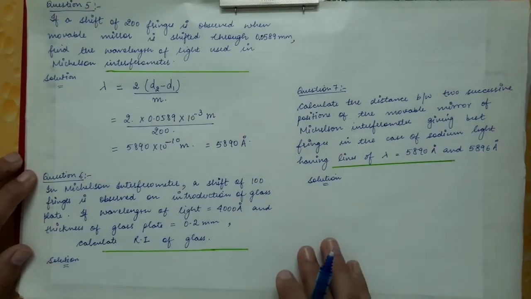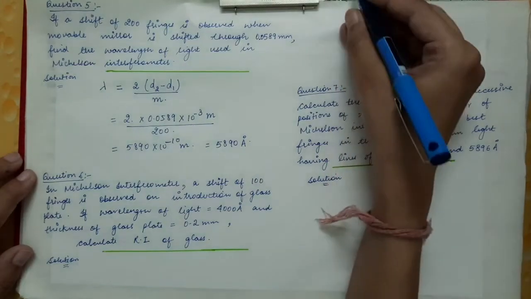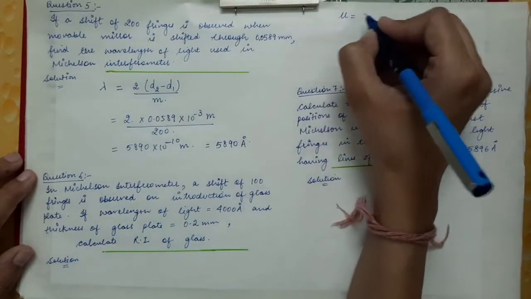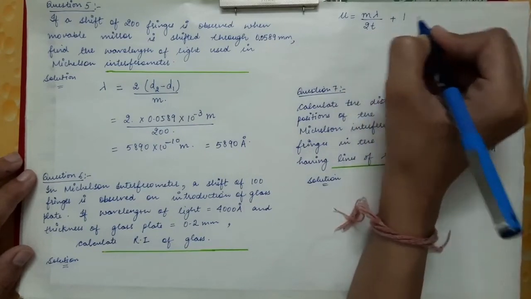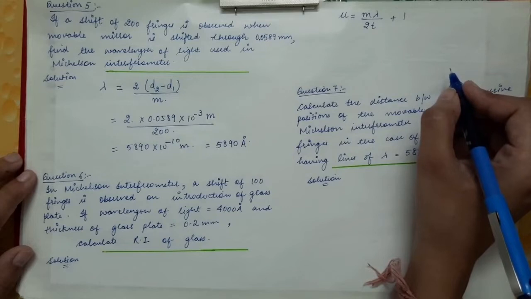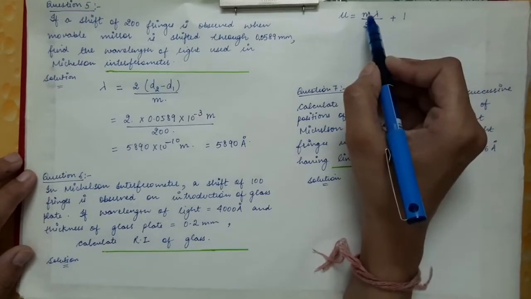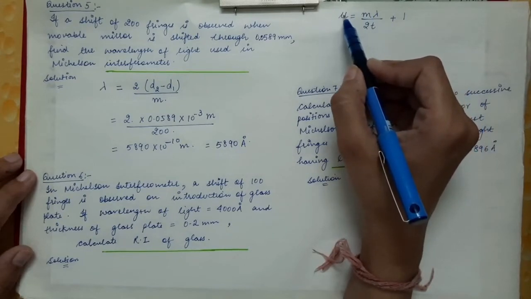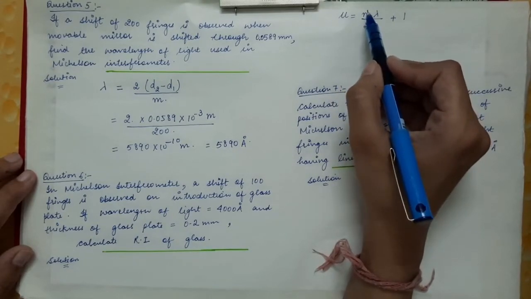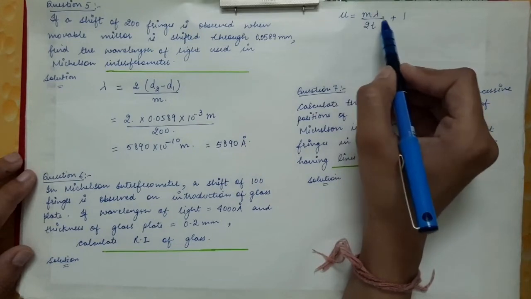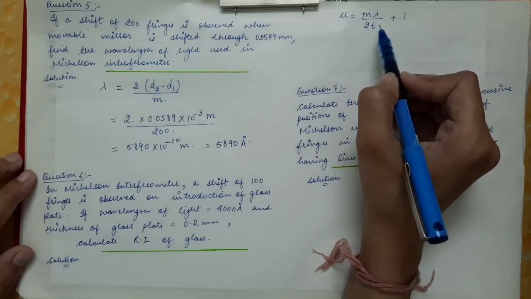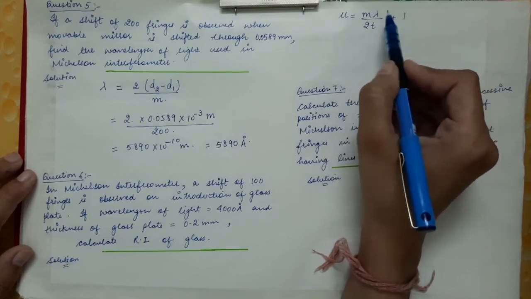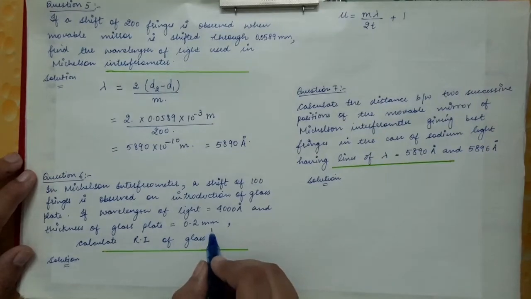So the formula that we had derived in that topic, so mu comes out to be equal to m lambda divided by 2t, plus 1. So this formula we had derived in the applications of the Michelson interferometer. Now mu is the refractive index of the plate which is introduced, m is the number of fringes that has been shifted on the screen, lambda is the wavelength of the light, t is the thickness of the plate which is introduced. So we are given every parameter.